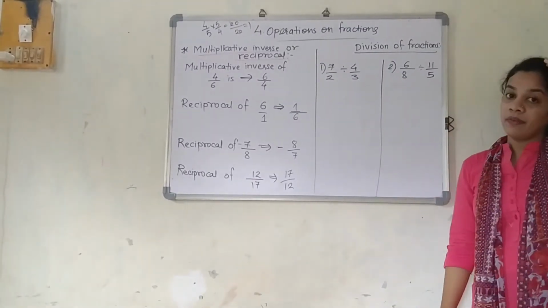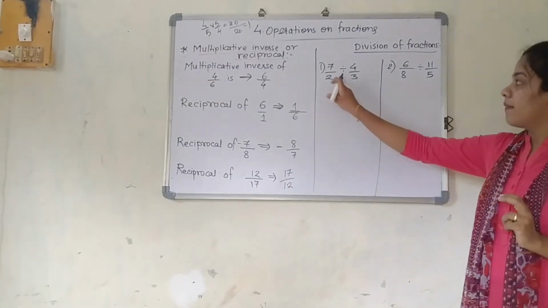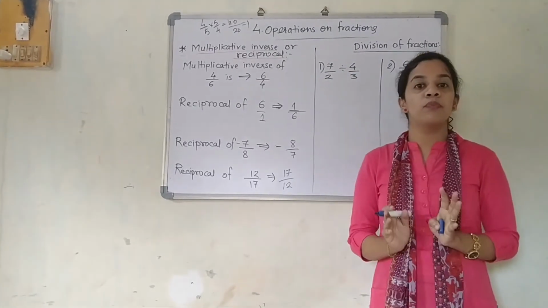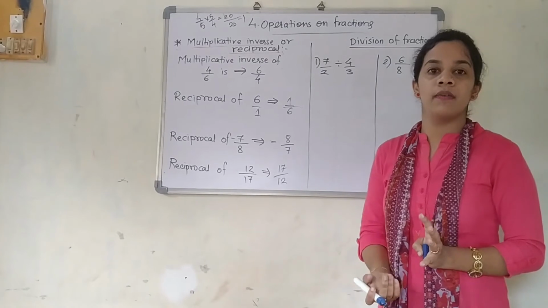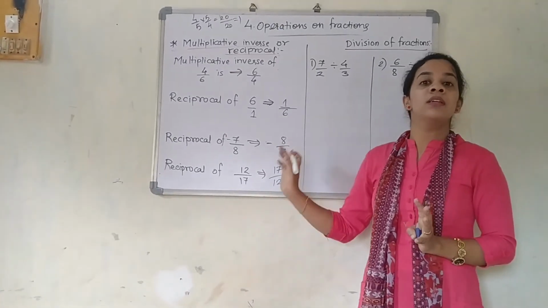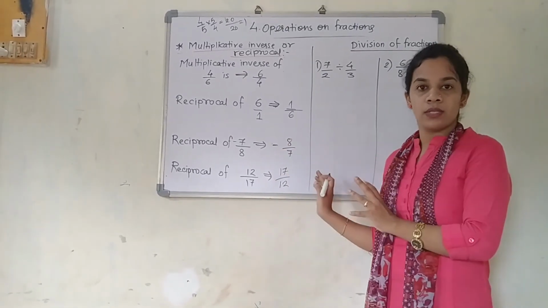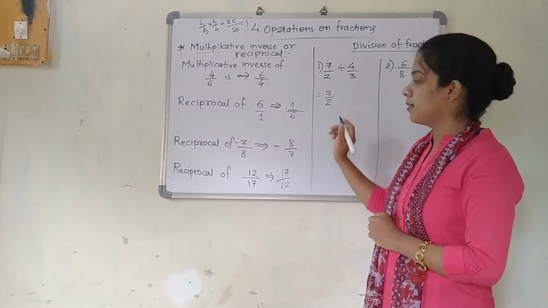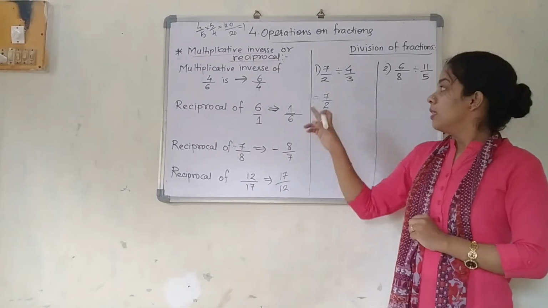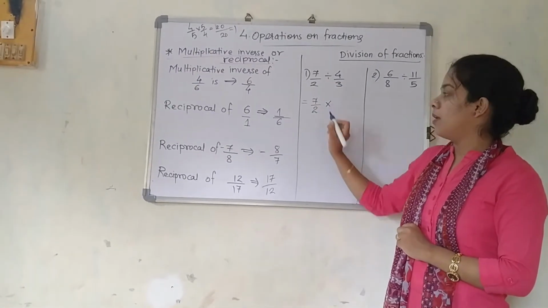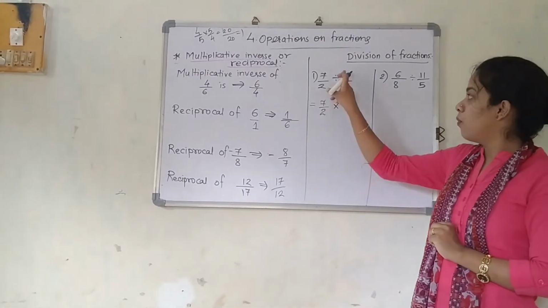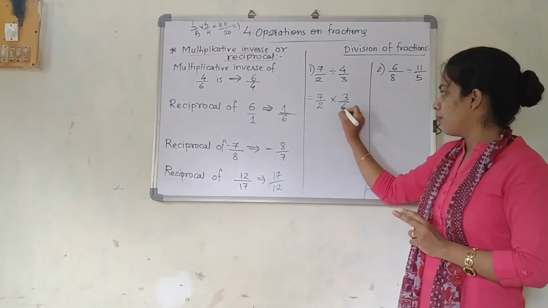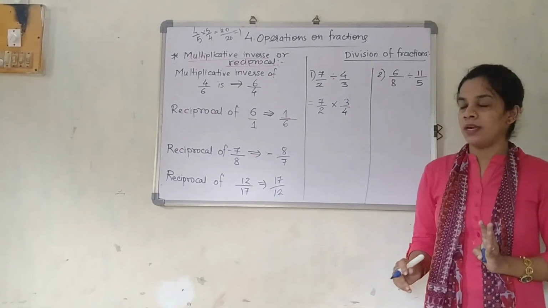Now just see here the division of fractions. 7 upon 2 divided by 4 upon 3. Actually division is not possible for us to do in a very easy way. So this concept of reciprocal was added over here. What are we supposed to do? 7 upon 2 we will keep as it is. This division we will convert into multiplication, and 4 upon 3 we will take the reciprocal of, that will be 3 upon 4.